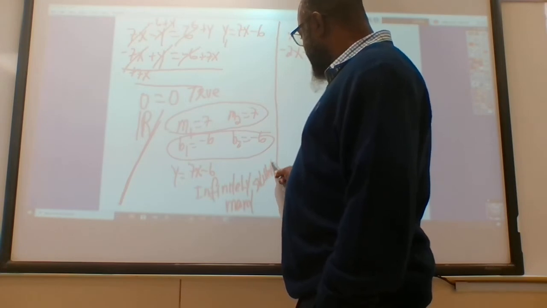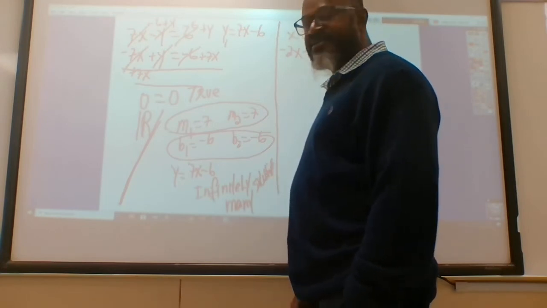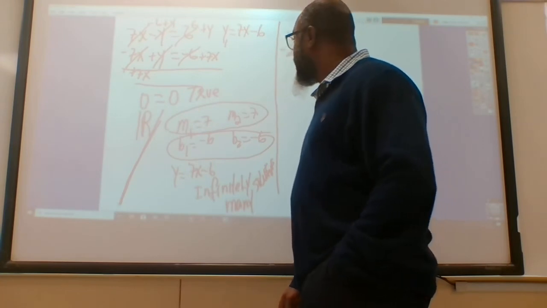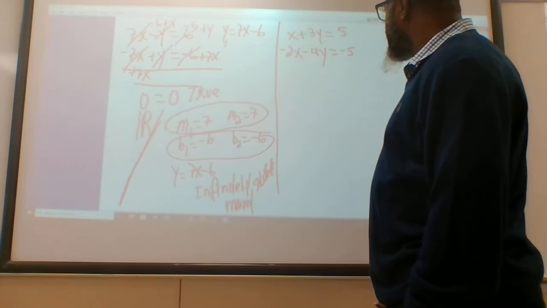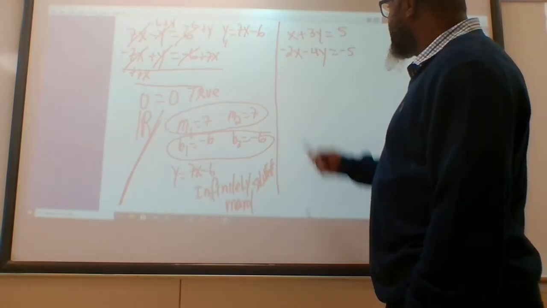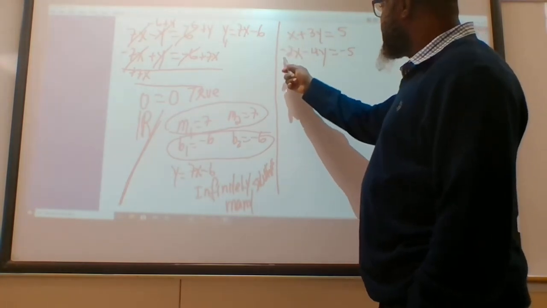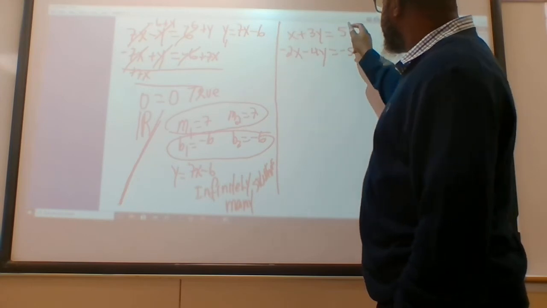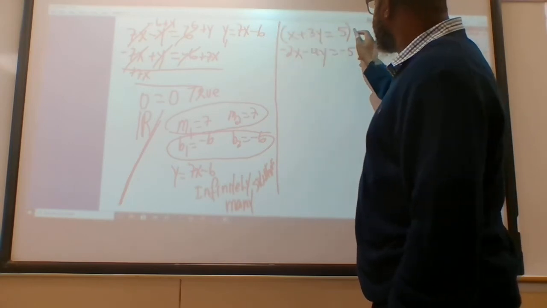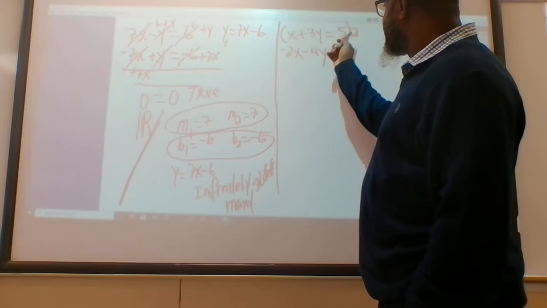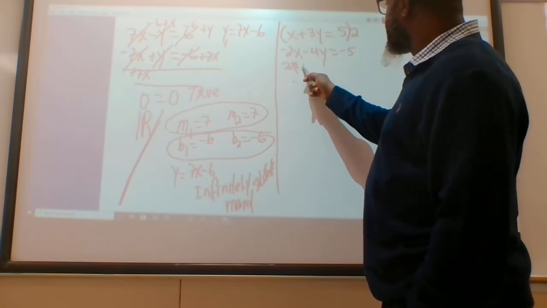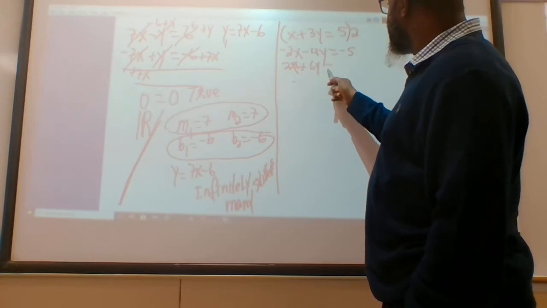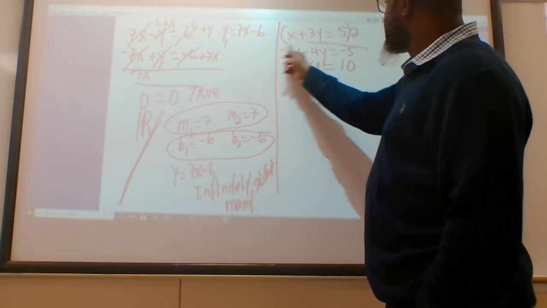Will accept anything you throw out. This is an identity. All right. Here, let's see which variable will be easier to cancel out. I have a 1x, I have negative 2x, so I will have to multiply this equation by 2. That will give me 2x plus 6y is equal to 10.